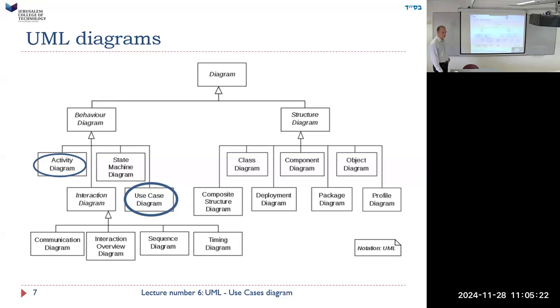This is a diagram of diagrams, right? Because everything is inheriting from diagram. These are all diagrams. I like this. Behavioral diagrams and structure diagrams. There are two kinds of diagrams, general types of diagrams. Behavioral describes the dynamic behavior of the system.